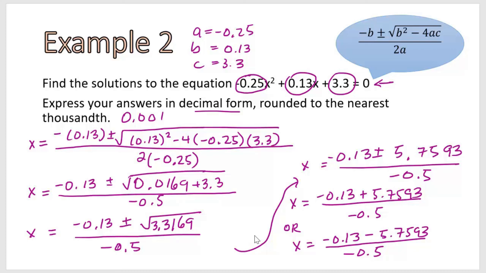In the first case, I get negative 11.26, and in the second, positive 11.78. And I write that x is equal to negative 11.26, comma, 11.78.